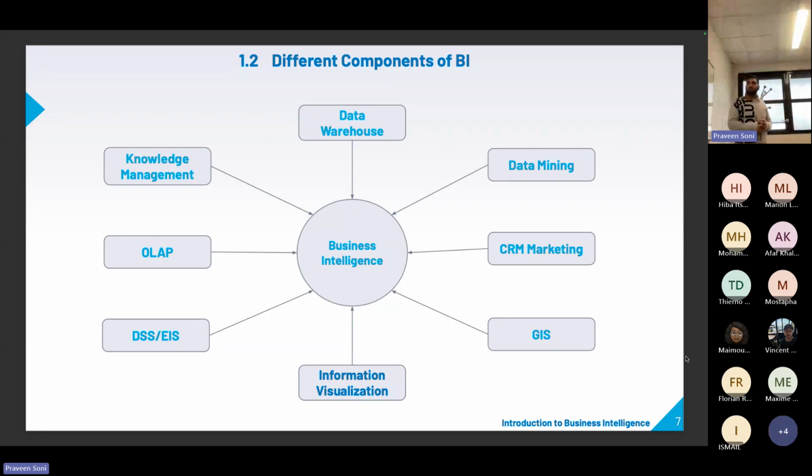Business intelligence has different components like data warehouse, data mining, CRM, OLAP, online analytical processing, GIS, geographical information system, DSS, EIS, and last but not least, information visualization. So you see how information visualization comes from BI, business intelligence.